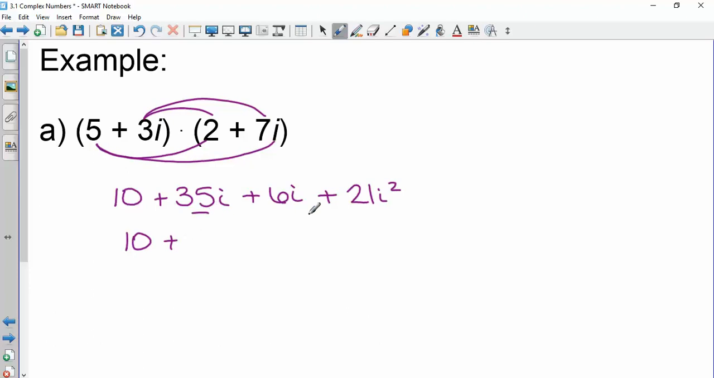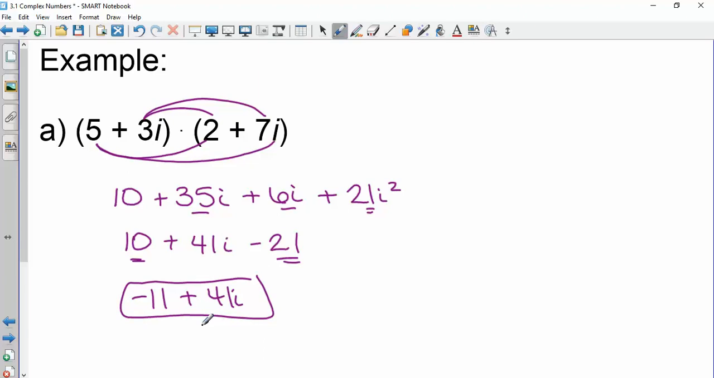We have 10 plus 35i and 6i are like terms. So that gives me a 41i. What can you do with 21i squared? i squared is negative 1, so 21 times negative 1 is negative 21. Okay, then to finish it, we still have like terms, don't we? 10 and negative 21 gives me negative 11 plus 41i. Again, we just write that real number first for standard form. So FOIL like usual, but when you get an i squared, change it to negative 1.